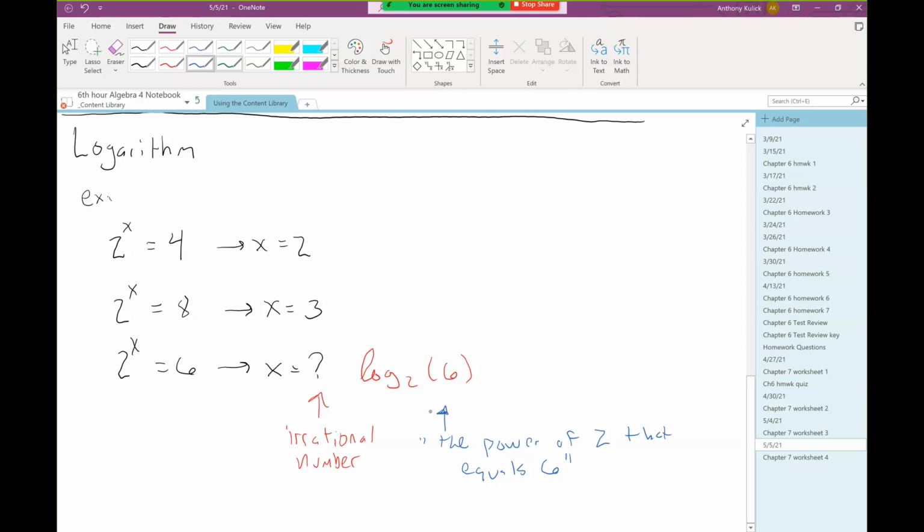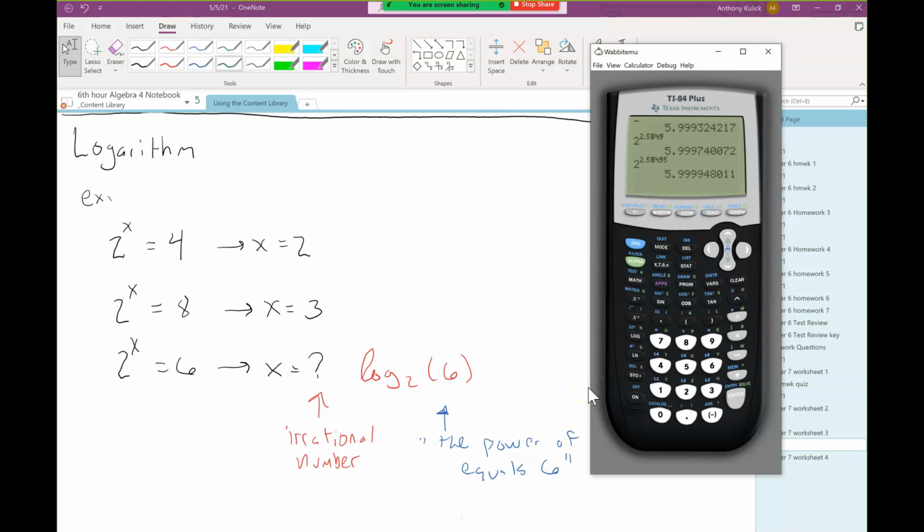Everybody's okay with that? So this is something that you could do on your calculator. To do this on your calculator, we're going to press the math button, scroll all the way down to the bottom of the math menu and find the command that says log base.